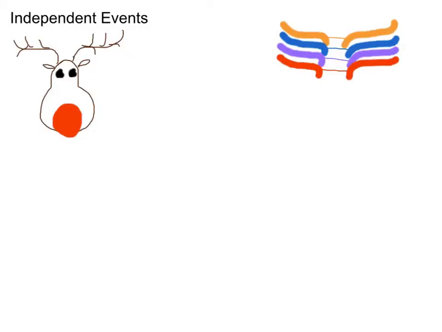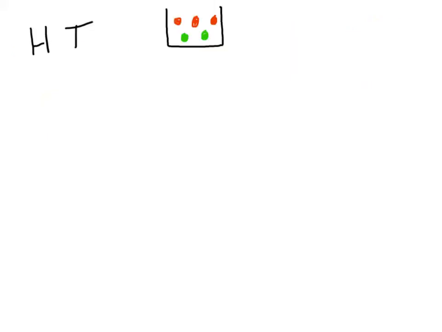Independent events are those that do not affect the probability of each other. So in a couple of minutes, we're going to have a look at Rudolph and some antler warmers. But first of all, let's have a look at what happens when we flip a coin and then choose a sweet out of a jar. Now, we can use a tree diagram for this.